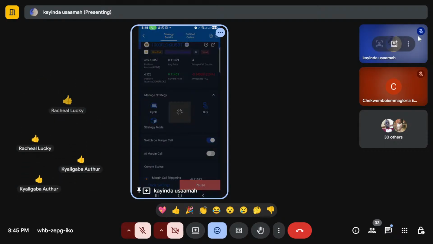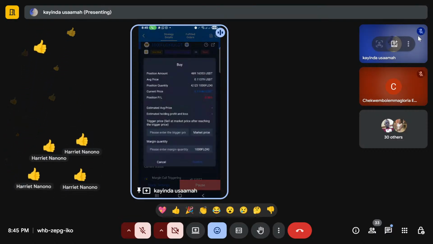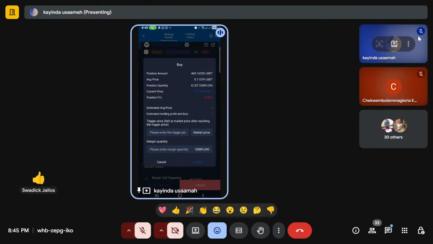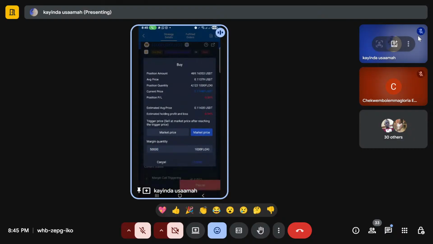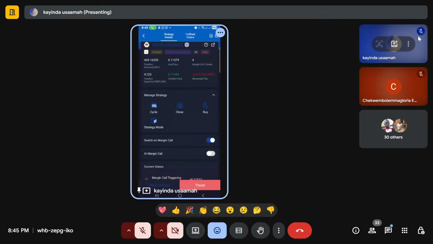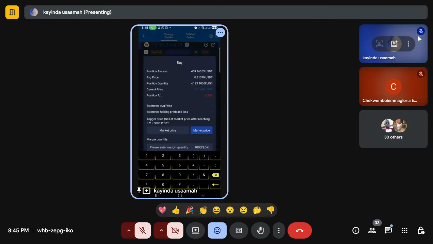Then buy. You can decide to buy manually. If there is a trade that has reached a certain point but has not yet sold, you can come here and tap market price. Then you write the amount of coins you want to buy. Then you confirm. The moment you confirm, the robot will inject in money. Are you getting the point? Usually, whenever you are buying, that means you have a leverage.